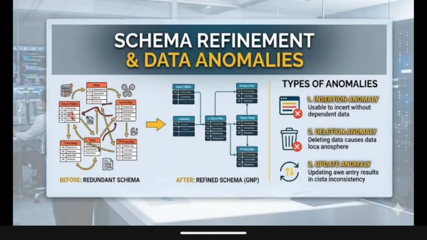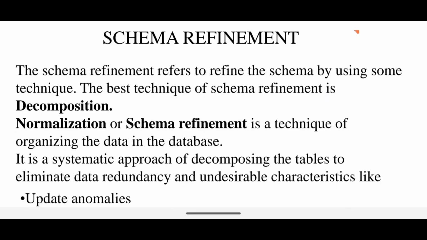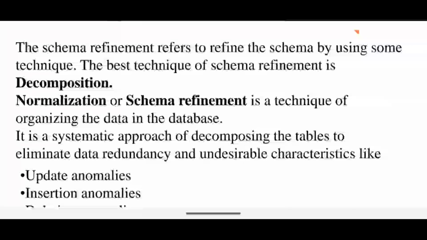Hello everyone. Today's topic is about schema refinement and data anomalies. So what is schema? Schema is nothing but a table which consists of rows and columns, and anomalies are nothing but problems which we will be facing at the time of insertion, deletion and updation. Refinement refers to refining the schema by using some techniques.